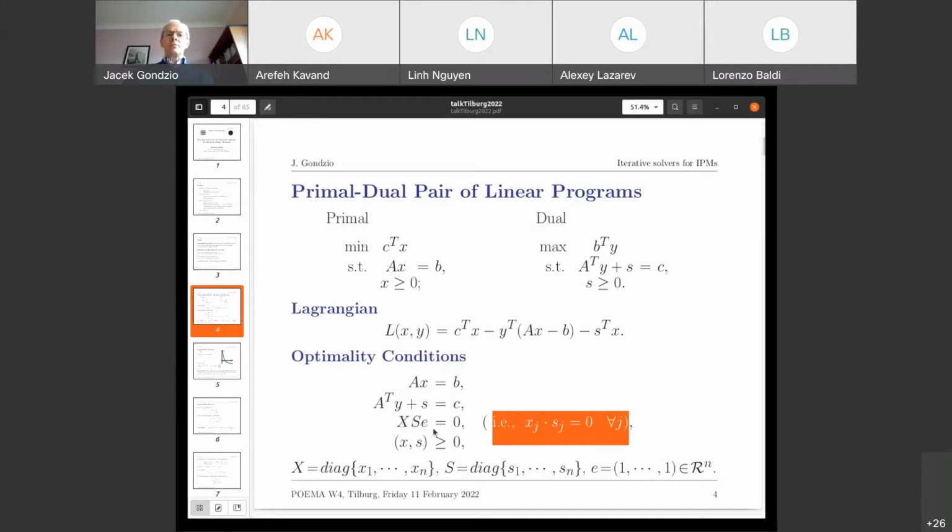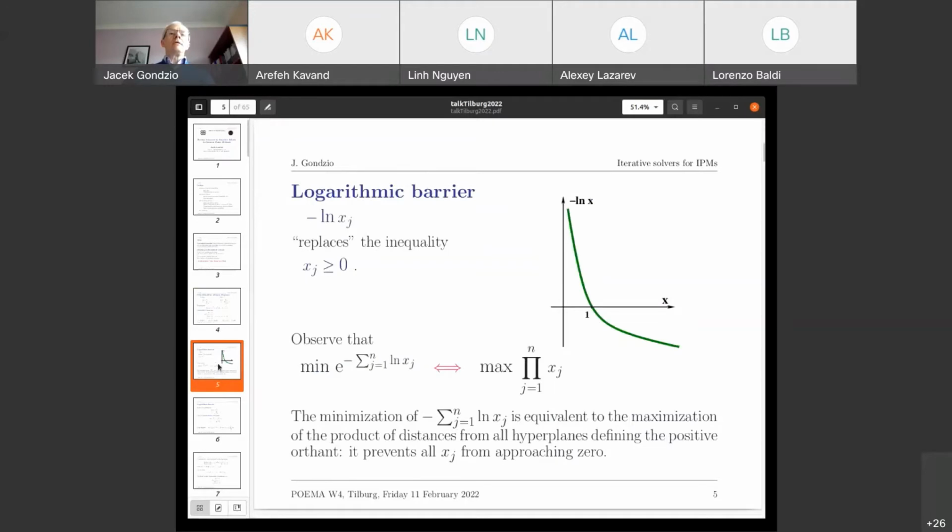Capital X, capital S times E is equal to 0. Now, I mentioned all this because we will now perform a very simple exercise, that is, use the logarithmic barrier function, this clever nonlinear function, to slightly alter these optimality conditions. Now, how does it go?